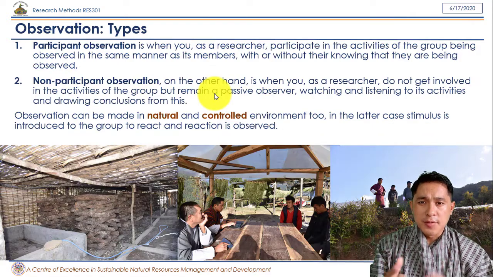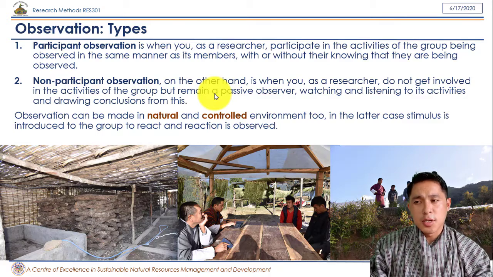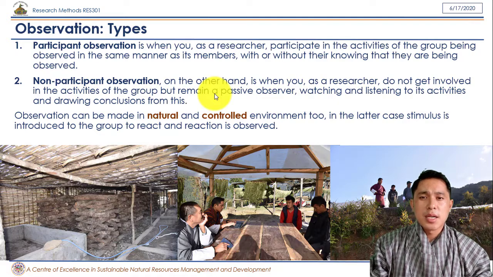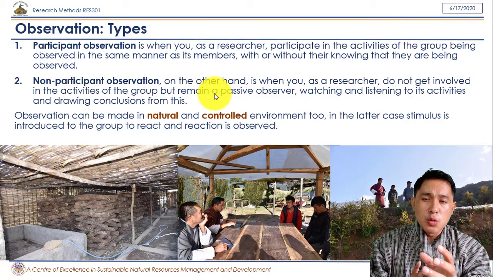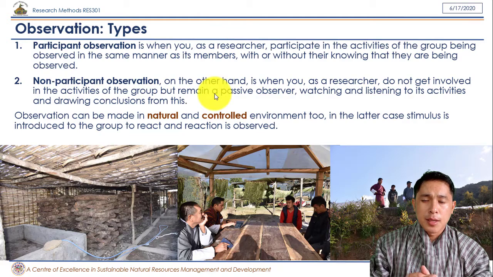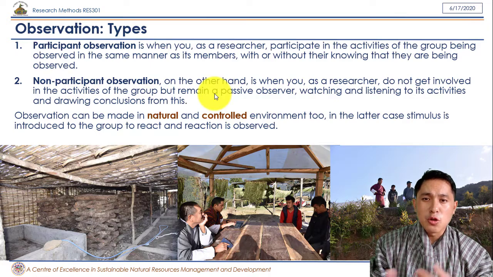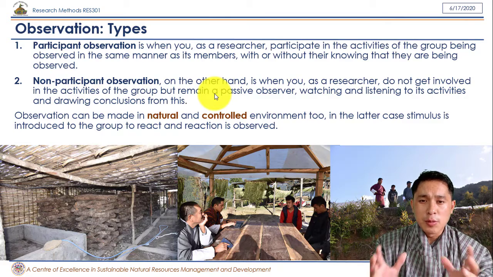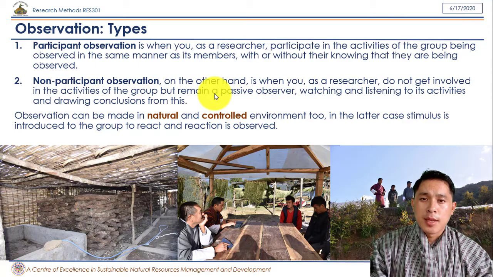So there are two kinds of observation. One is called participant observation, and the other one is called non-participant observation. Participant observation is when you are participating in the group that you want to observe. For example, you want to know how it is to be a farmer that's being affected by human-wildlife conflict. So in that case, you're studying a group of farmers who are being really impacted by the human-wildlife conflict.